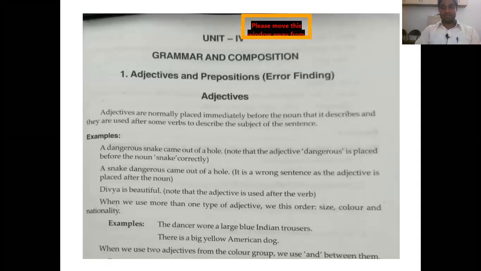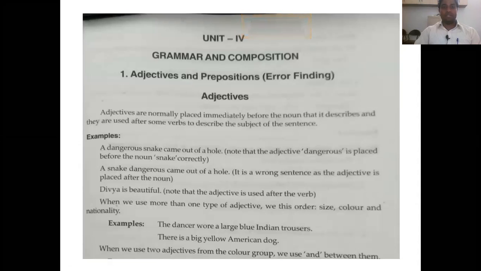Good morning, students. Today's class is about Foundation English, Grammar and Composition, Unit 4. Here, the first topic is adjectives and prepositions. What is meant by adjectives?